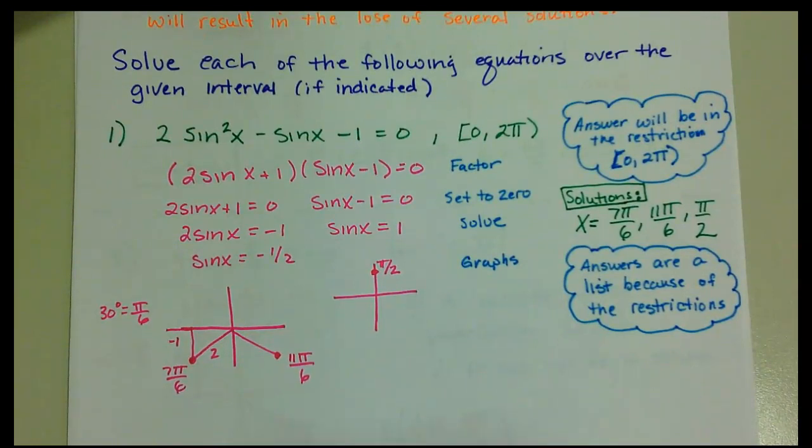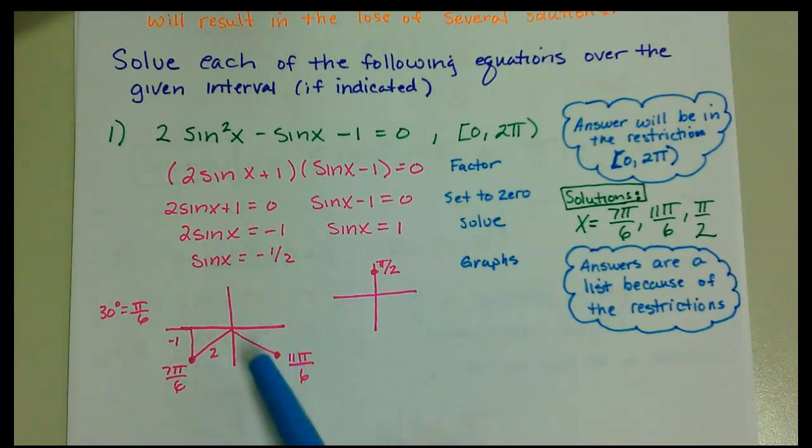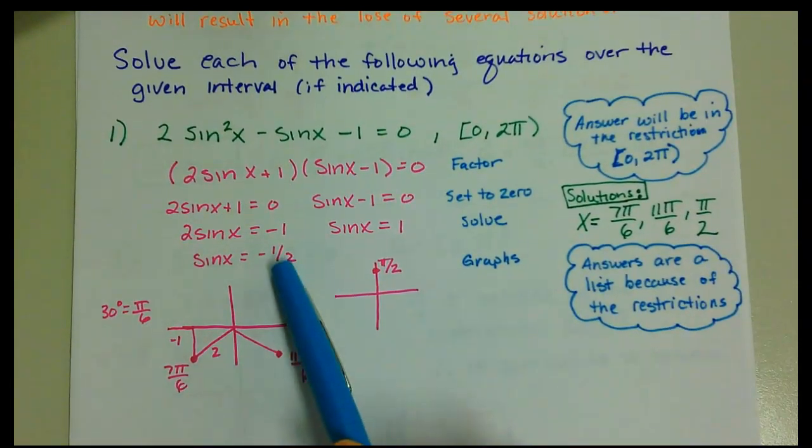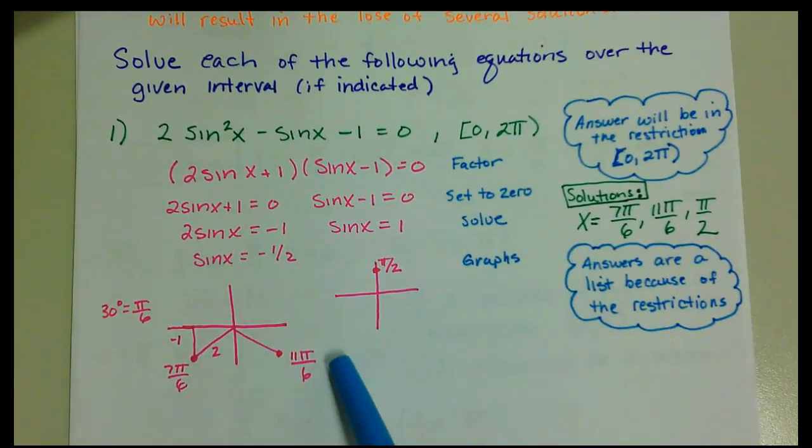So once we have the factor down to the trig function isolated, then we go to our graph, and we know that sine can be negative in quadrant 3 and quadrant 4. And hopefully you know that that's 7 pi over 6 and 11 pi over 6.